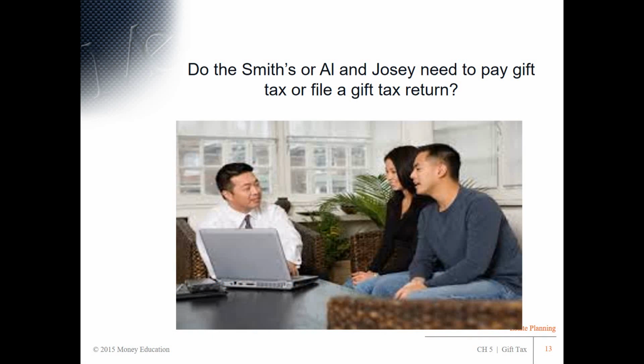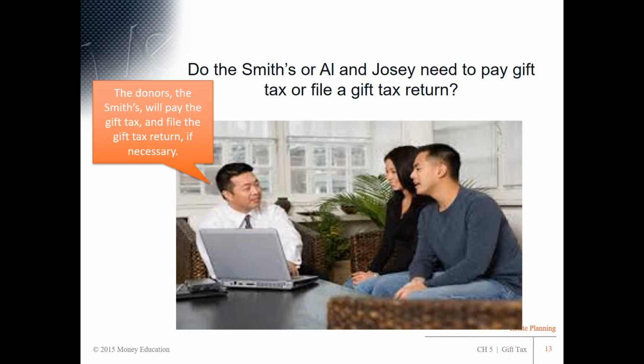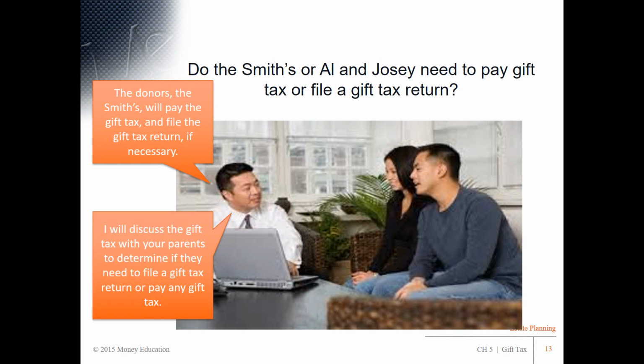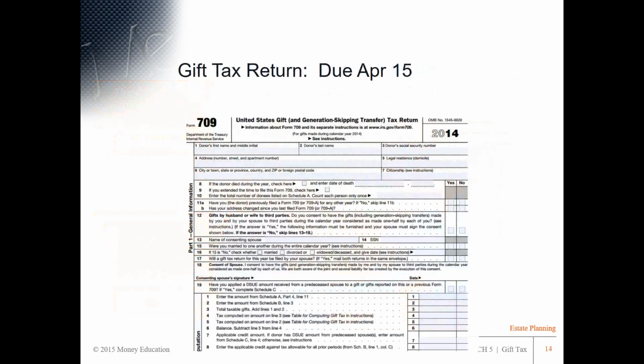Now, do Al and Josie still need to pay gift tax or file a gift tax return? So you tell them the donors, the parents, the Smiths, are going to pay the gift tax and file a gift tax return if necessary. Not because they're just being nice, but because legally the donor is the one that files the return and pays any tax that's due. So you say, I will discuss the gift tax with your parents to determine if they need to file a gift tax return or pay any gift tax.